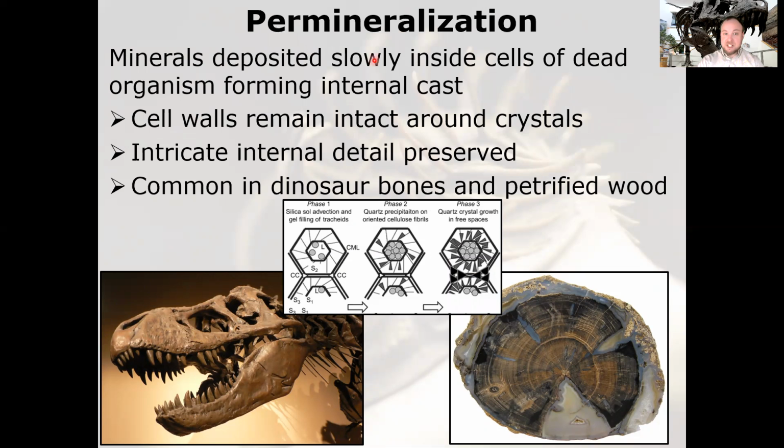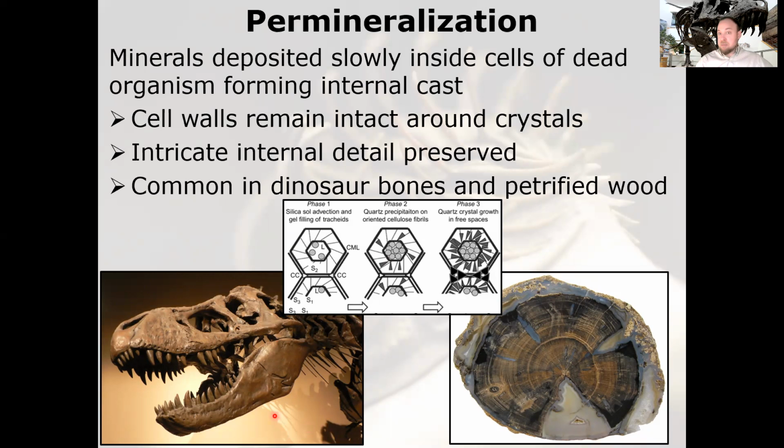So that's minerals are deposited really slowly inside the cells of dead organisms. So you have the cell structure of the dinosaur bone. Over time, the pores in the bone are filled in with minerals that are floating around, dissolved in the groundwater. The cell walls kind of remain intact, and the crystals sort of grow in to fill the spaces. And this can preserve incredible amounts of detail. It's very common in dinosaur bones, so this is a permineralized skeleton.